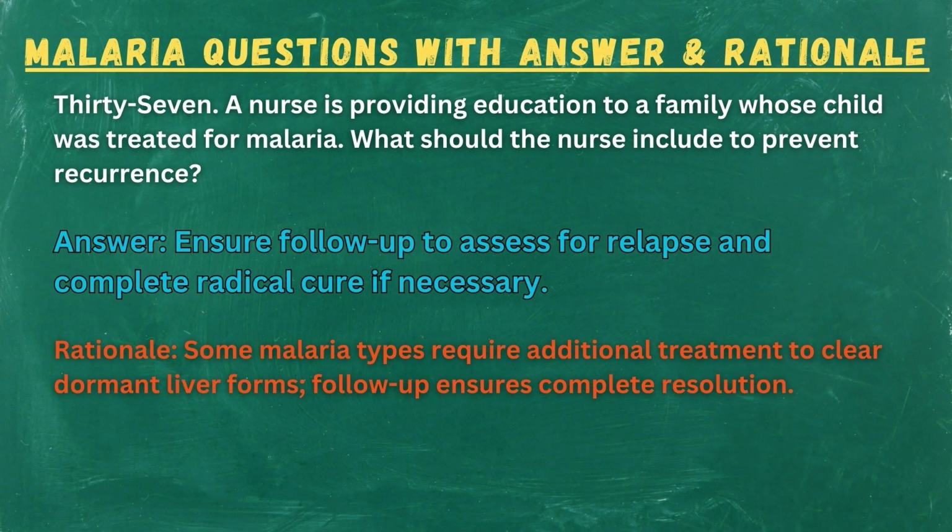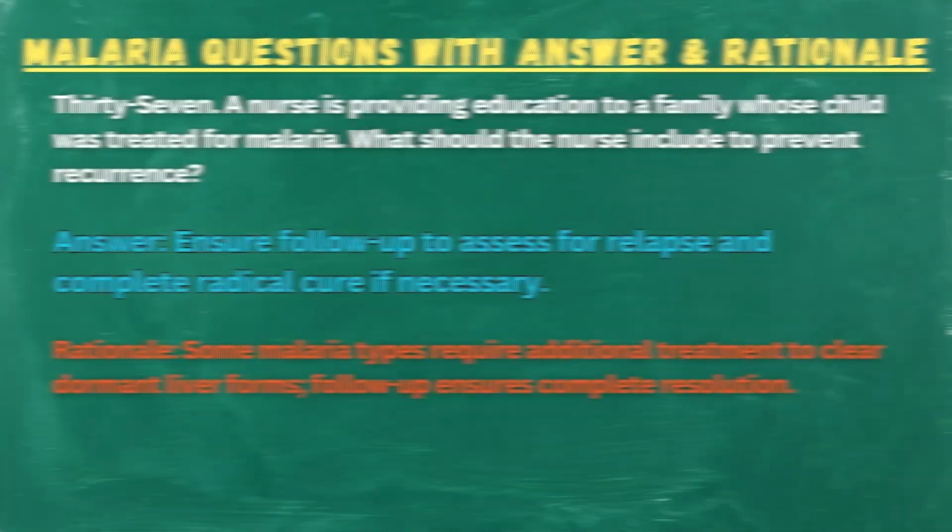37. A nurse is providing education to a family whose child was treated for malaria. What should the nurse include to prevent recurrence? Answer: Ensure follow-up to assess for relapse and complete radical cure if necessary. Rationale: Some malaria types require additional treatment to clear dormant liver forms. Follow-up ensures complete resolution.